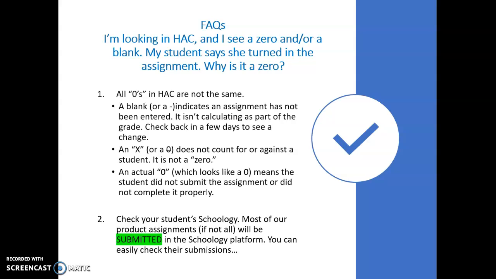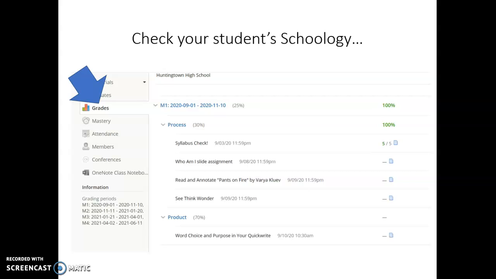You could also check your student's Schoology. All of you have access to your students' Schoology pages for all of their courses. At this time, I'm intending to use Schoology for all of our product assignments, maybe some process assignments, but you can easily check their submissions by going there and clicking on the Grades tab on the left as displayed on your screen. And you can see here, this particular student turned in an assignment here.